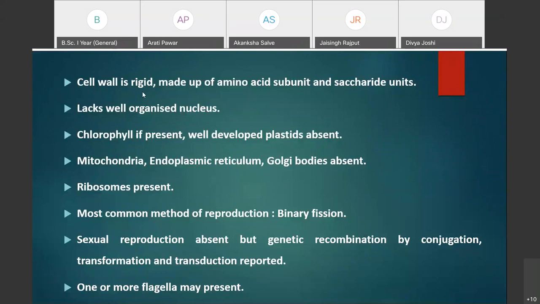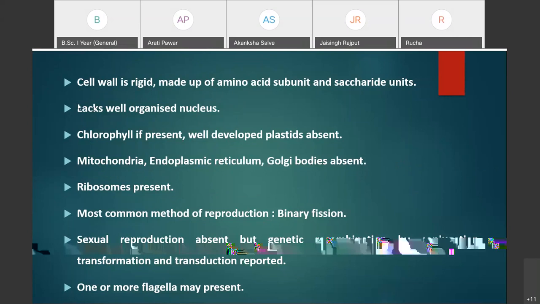But the cell wall of the bacteria is different from the cell wall of the plants, because in the plants the cell wall is made up of cellulose. Cellulose is the major component of the plant cell wall. But in the bacteria, cellulose is present in the least amount, and the cell wall is rigid, made up of amino acid subunits and saccharide units. That is the difference between the bacterial cell and the plant cell. Then also, as it is a prokaryotic cell, it lacks a well organized nucleus.